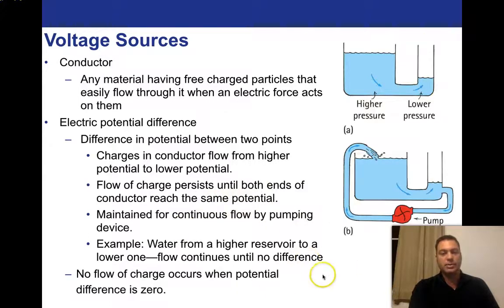So this is really just a review of what we've been talking about, not just since the beginning of this lecture, but the previous lecture as well. No flow of charge occurs when potential difference is zero. This is the important part of this slide: if you don't have a potential difference, in other words, if you don't have a higher and a lower, there's nothing motivating the flow of either electrons or water or whatever it is that you're talking about to move. If you don't have that potential, it's extremely important.